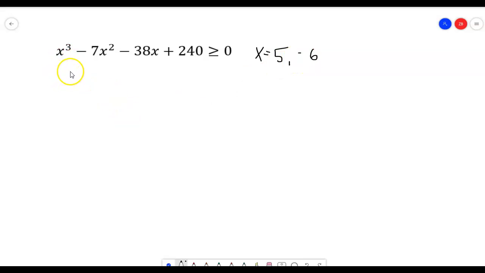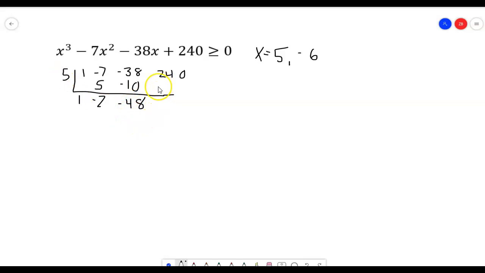So let's factor out the 5, or use synthetic division. I have 1, negative 7, negative 38, and 240. All right, so bring down the 1. 1 times 5 is 5. Add those, you get negative 2. 5 times negative 2 is negative 10. Add those together, you're going to get negative 48.